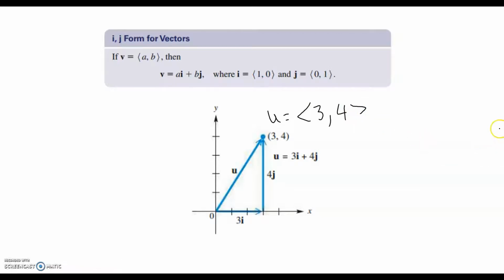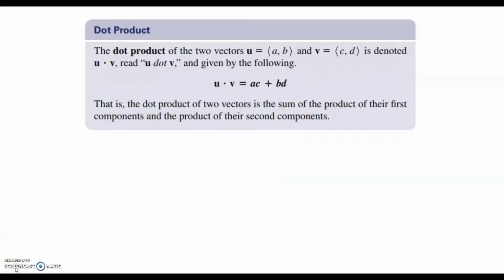u can also be defined as 3i plus 4j right here. So we can also define u by that. So we can write every vector in the form with i and j in it, and this is how you take it and generalize it. So let's look at an example of doing that.